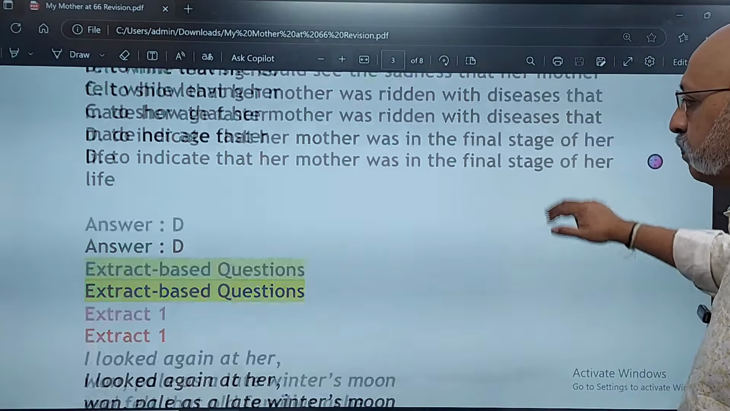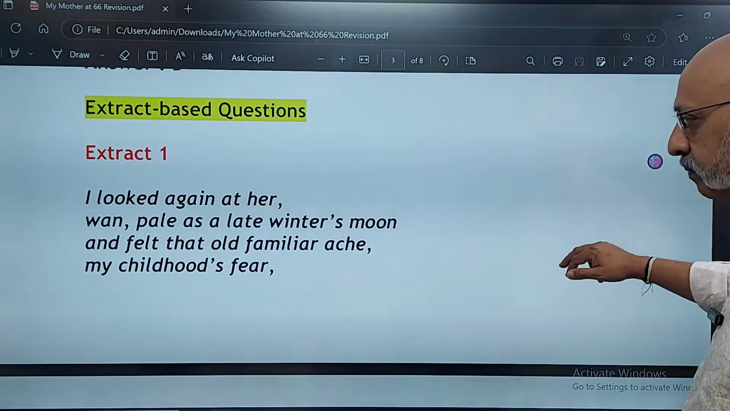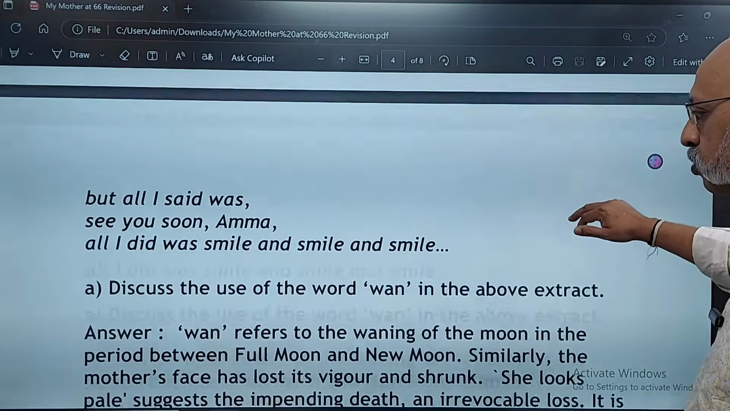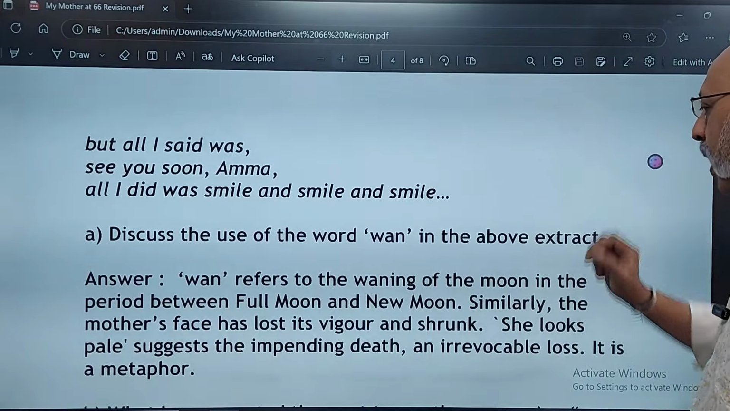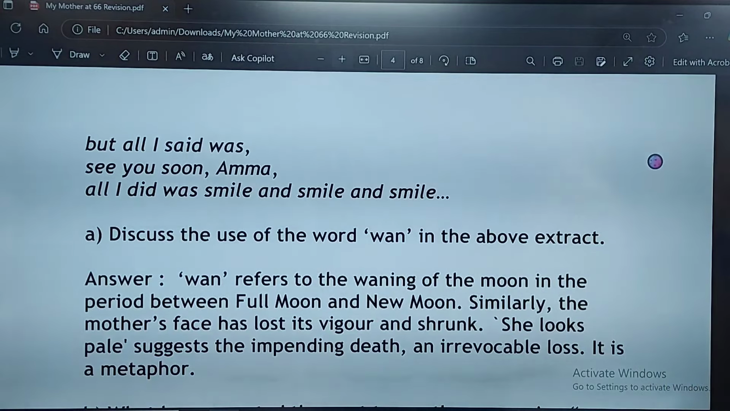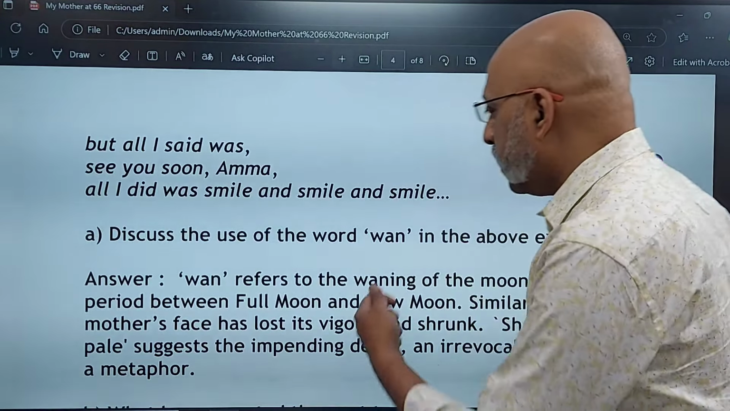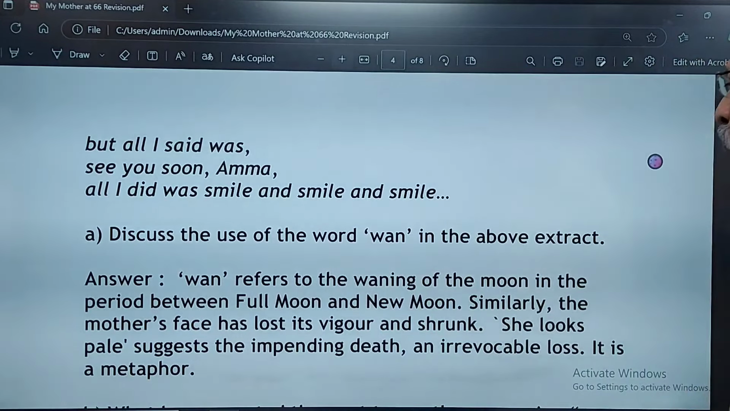Let's look at some extract based questions. So this is the first extract, right? You're familiar with these lines. Let me go through the question. Now discuss the use of the word wan in the above extract. Now in the extract based question, you can get questions and answers, or you could get MCQs. Wan refers to the waning of the moon in the period between full moon and new moon.